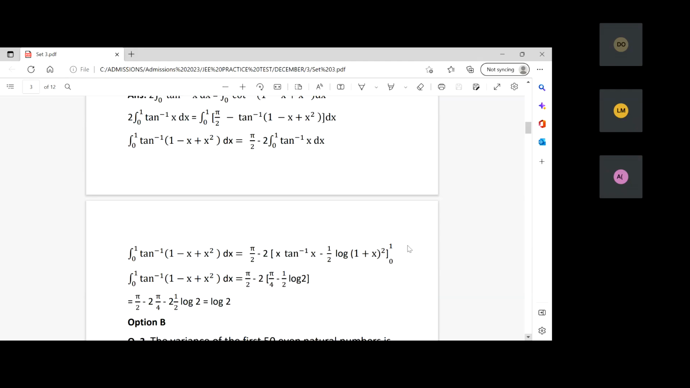Now you can simply apply the limit from 1 to 0. So what will this term be? This term will be pi by 4 minus 1 by 2 into log 2 minus 0. So we have this whole term as pi by 2 minus 2 into pi by 4 minus 2 into 1 by 2 into log 2. So these two terms will get cancelled. This 2 and 2 will get cancelled and you have the answer, which is log 2.